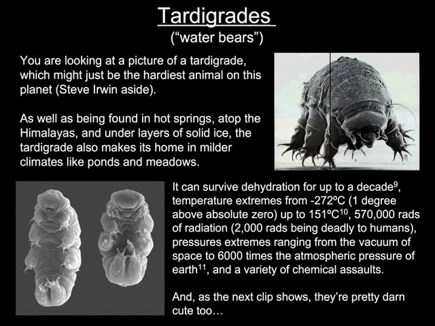You are looking at a picture of a tardigrade, also known as a water bear, which might just be the hardiest animal on this planet, Steve Irwin aside. As well as being found in hot springs, atop the Himalayas, and under layers of solid ice, the tardigrade also makes its home in milder climates, like ponds and meadows. Now get this, it can survive dehydration for up to a decade, temperature extremes from negative 272 degrees Celsius, that's 1 degree above absolute zero, up to 151 degrees Celsius.